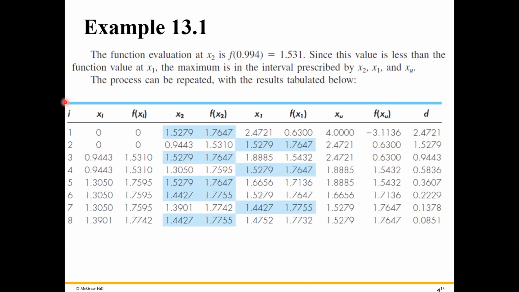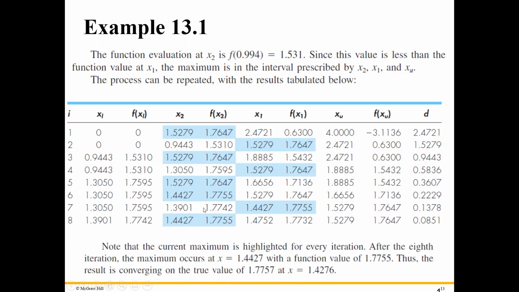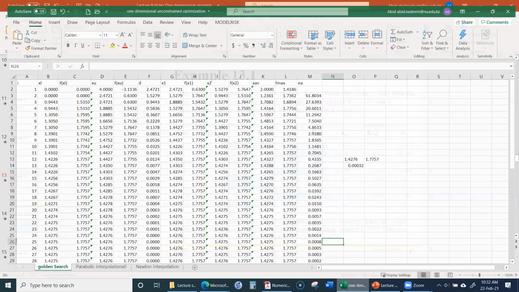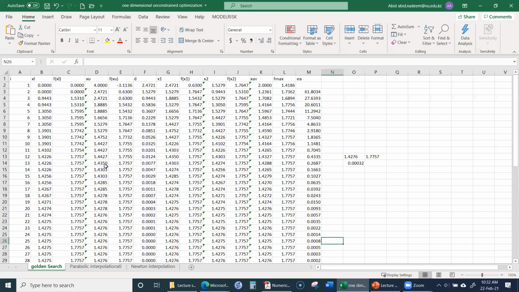In this case, you can see that we do the iterations, and we can see that the value is converging at 1.7755. And the value is converging. So perhaps, as always, it will be better if we do it on Microsoft Excel. Let me do it on Microsoft Excel.